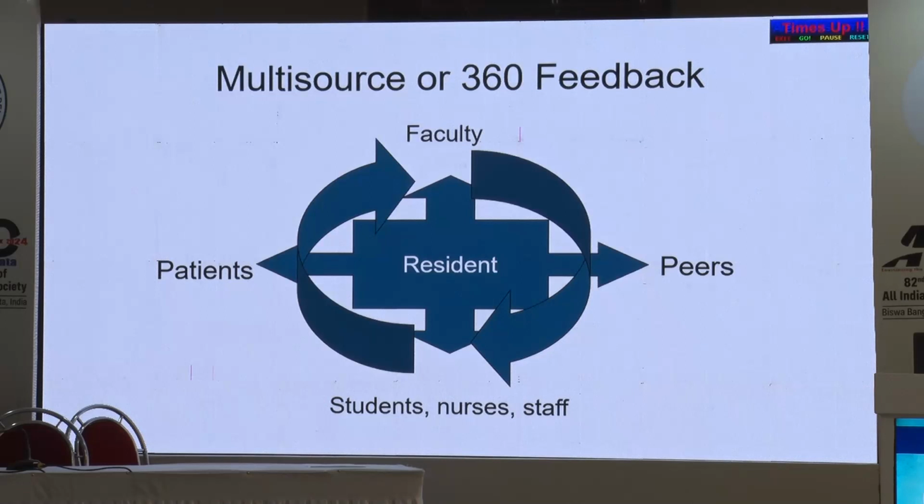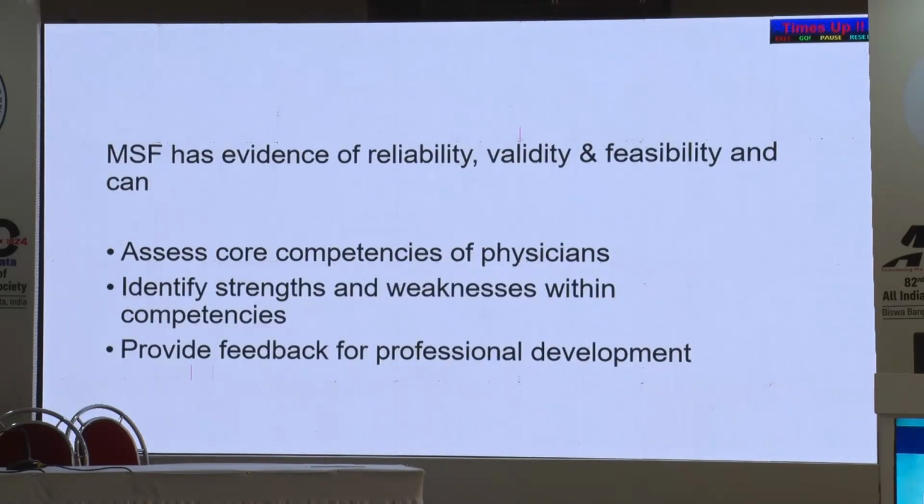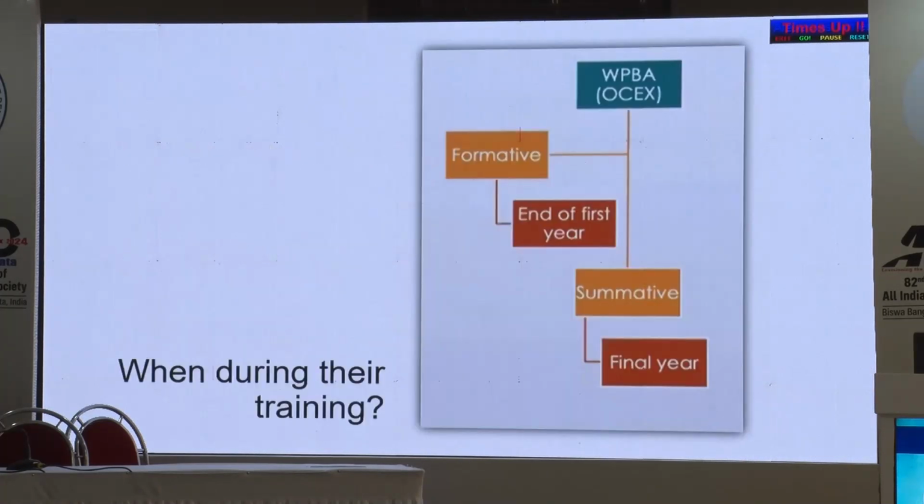I'm going to pass this on because we've just had a long talk about 360 feedback. This again looks at identifying competencies, strengths and weaknesses, and it is supposed to look at professional development. So whenever there's a 360-degree feedback, it is important for us not to get personal about it. That is something I think we need to remember.